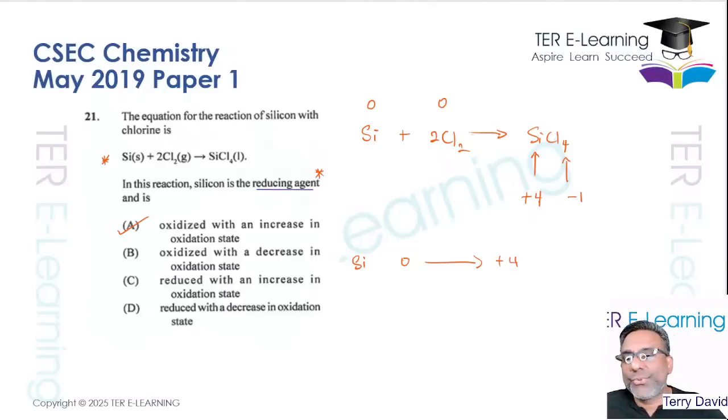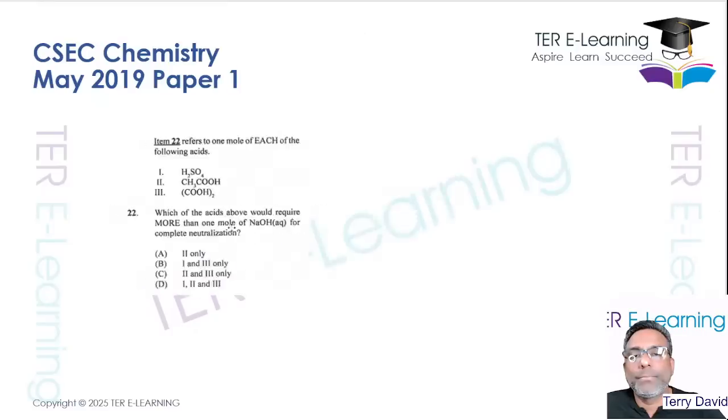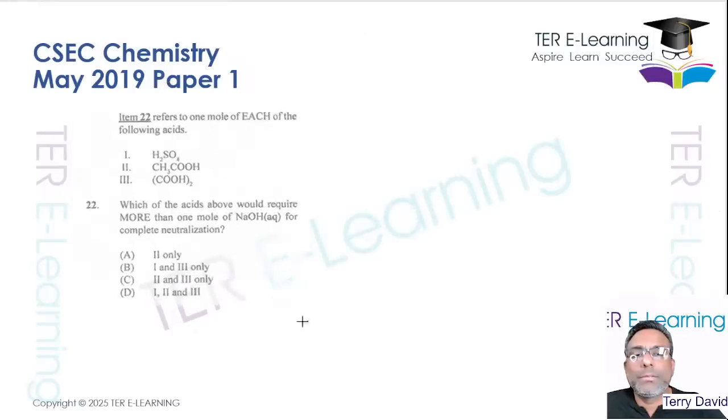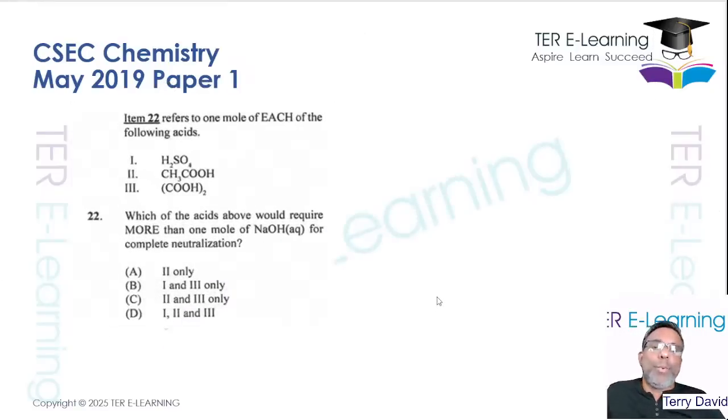Question 22. We have some acids here. Which one of the acids above require more than 1 mole of NaOH for complete neutralization? So question 22.